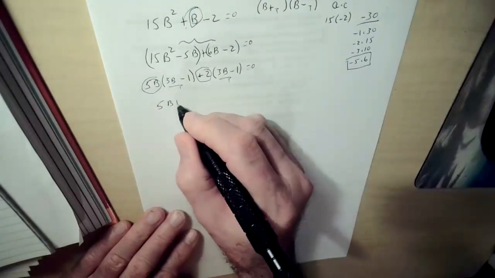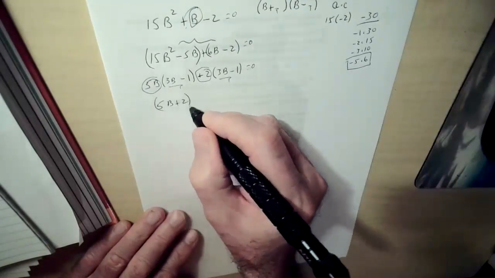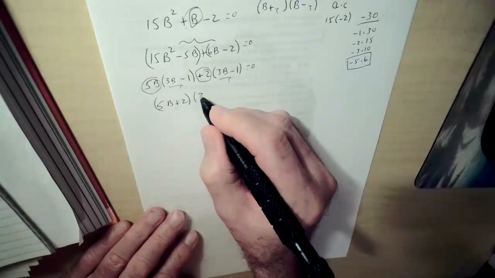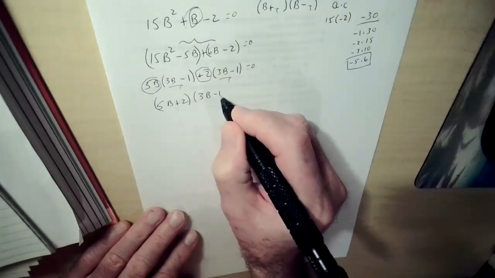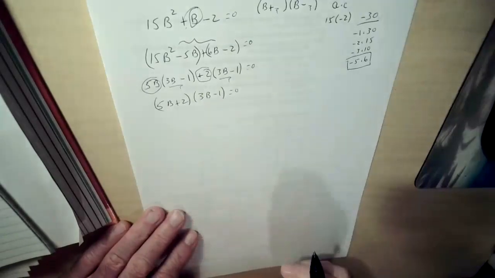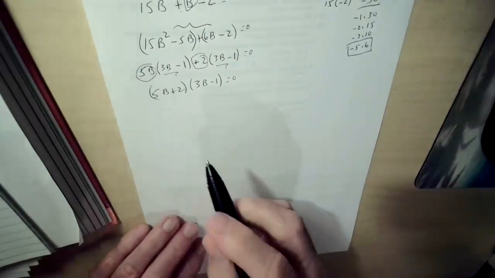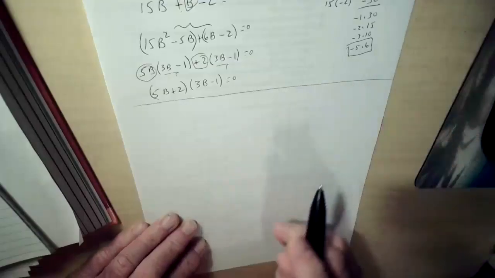Now we do groupage. 5b plus 2. And this is fun stuff. 3b minus 1 equals 0.